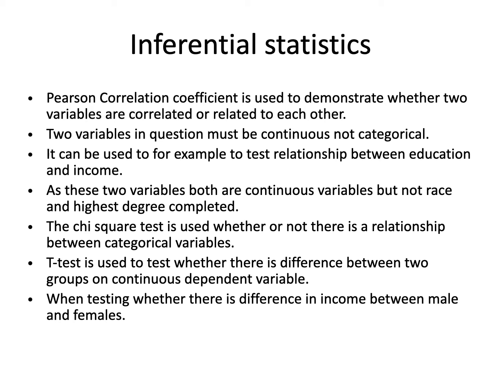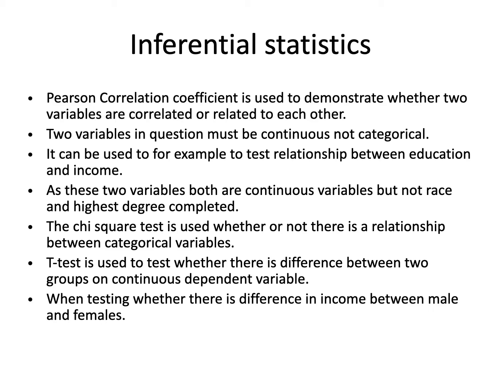Similarly, the chi-square test is used to determine whether or not there is a relationship between categorical variables. For example, we can use chi-square statistics to show the relationship between the highest degree completed, coded as a high school diploma or bachelor's, and political affiliation, coded as Republican or Democrat.